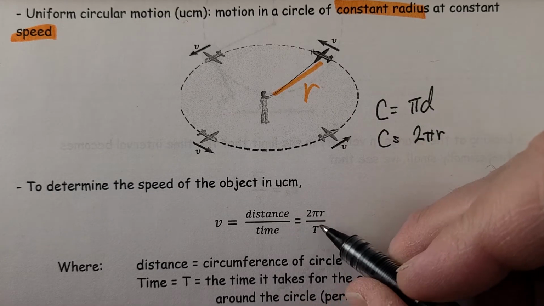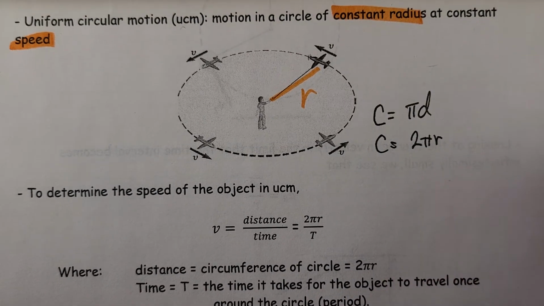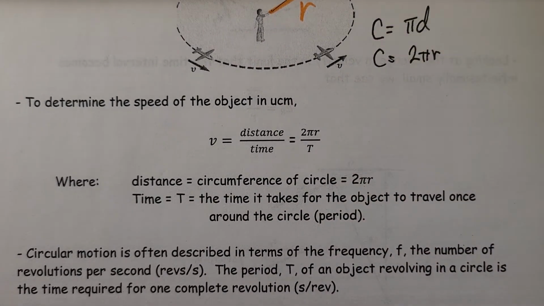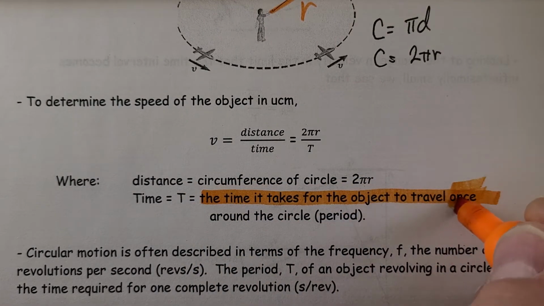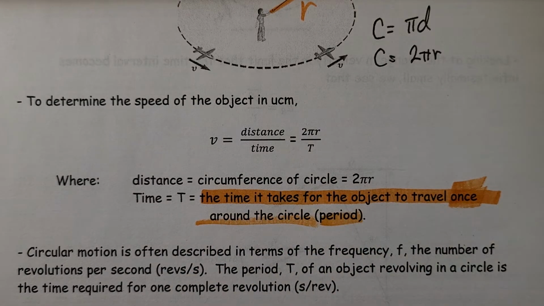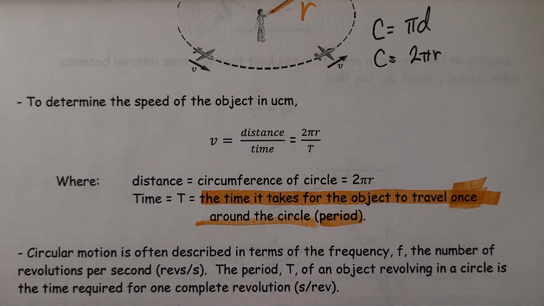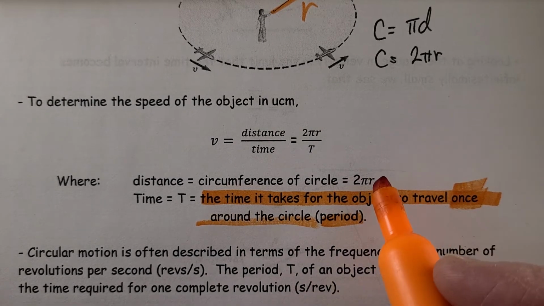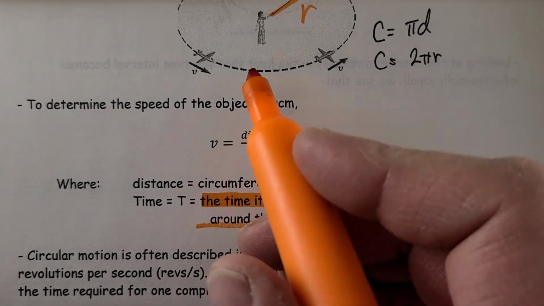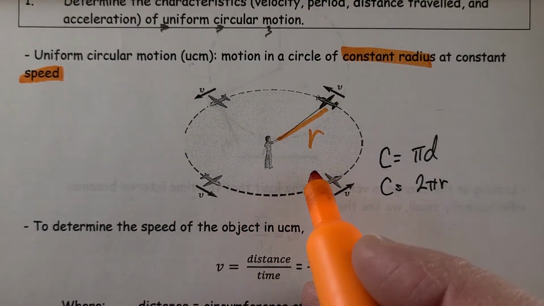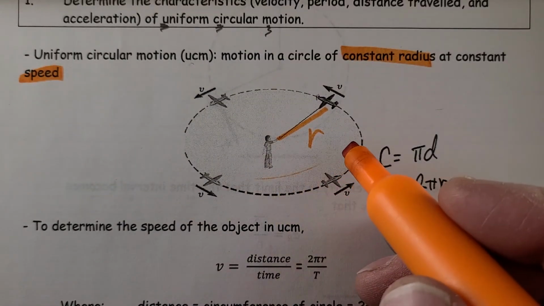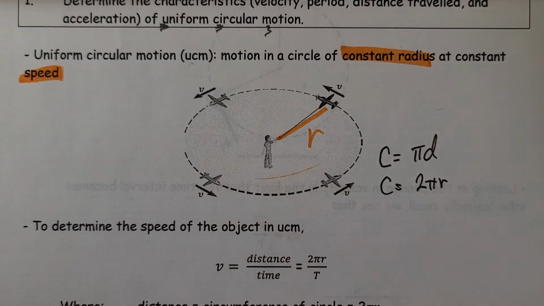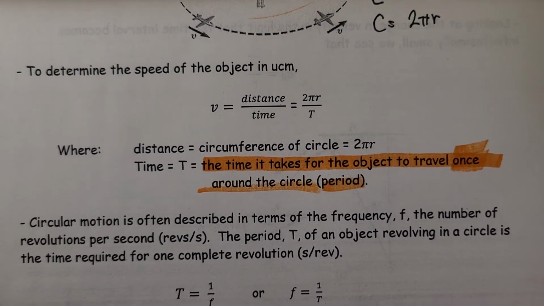And the time is big T. Now big T, if you recall from physical science, means period. It's the time it takes for an object to travel once around the circle. And of course the distance traveled is 2 pi r. So distance over time, 2 pi r over T. The time it takes to make one complete circle, because that is a circumference distance, right? So distance to go around once, time to go around once. That'll give us what the speed is.